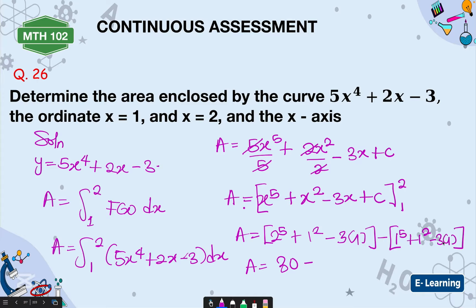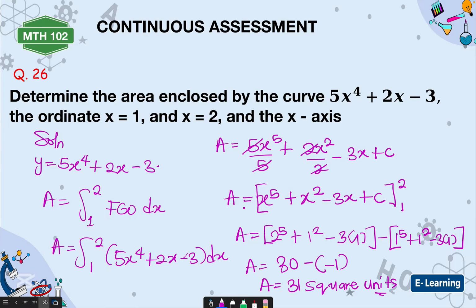plus 1 is 1, minus 3. So we have minus bracket 2 minus 3 is minus 1. A will be equal to 30 plus 1 is 31. So this one will be 31 square meters or square units. That's how to represent it. So the correct answer is 31 square units. Is that okay? Let us see the next one.